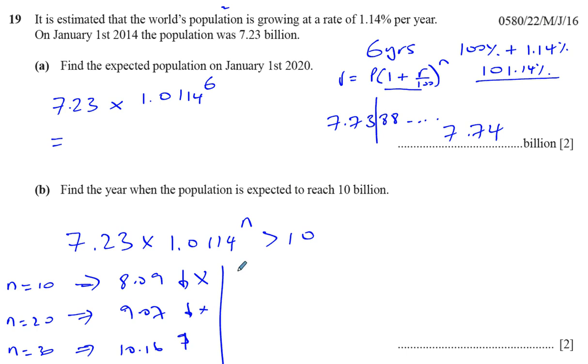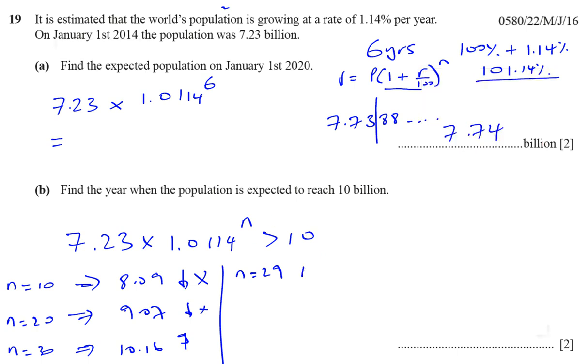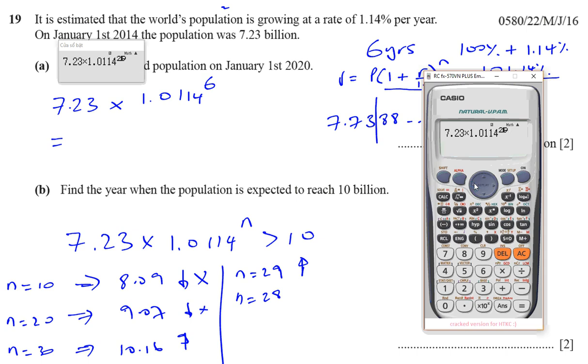Let's see if it's correct. If we put n equals 29, that should tell us whether we're on the right tracks. So if I change it to 29 and it's still over 10, we can go to 28 and see if we pinpoint when it first starts increasing. It's still above 10, so it's still slightly too high. I'm guessing when n equals 28 we're going to get something just slightly too low, and then we've pinpointed what we need to pinpoint. So I'll change that to 28.